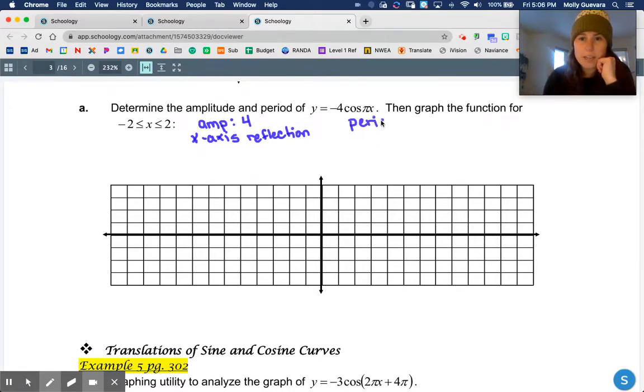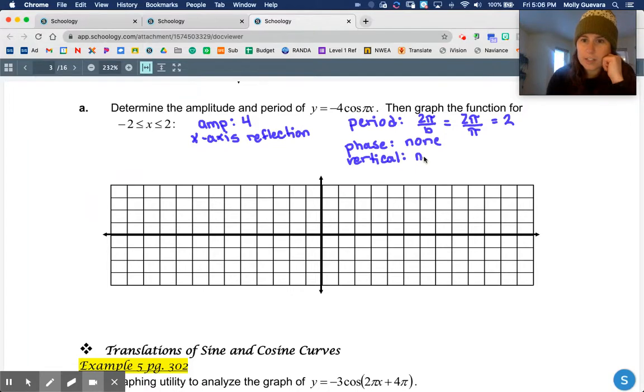Okay, then the period, remember the period is always the original period, which is 2 pi, divided by b, which is the number in front of x. So in this case, I have 2 pi divided by, and the number in front of x is pi. So the pi's cancel, and I just get 2. So that tells me that, let's do our phase shift, sorry. So my phase shift, there is none. There's no plus or minus inside the cosine. And then my vertical shift is none. There's no plus or minus outside the cosine.